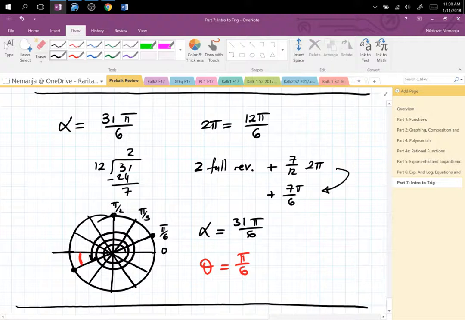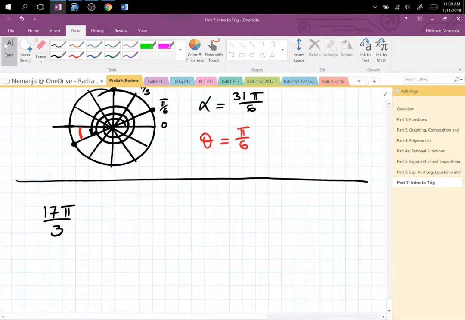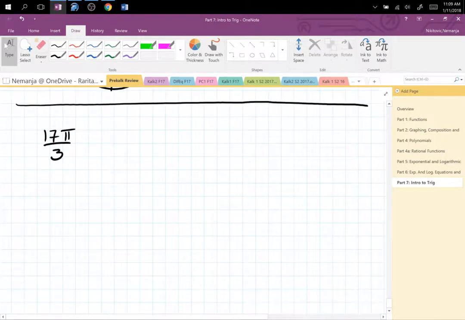Let's do another one of these because you love it so much. Let's go with 17 pi over 3. Try this one on your own. 17 pi over 3. So strip extra revolutions off first, and then try to find the reference angle by going to the closest x-axis.